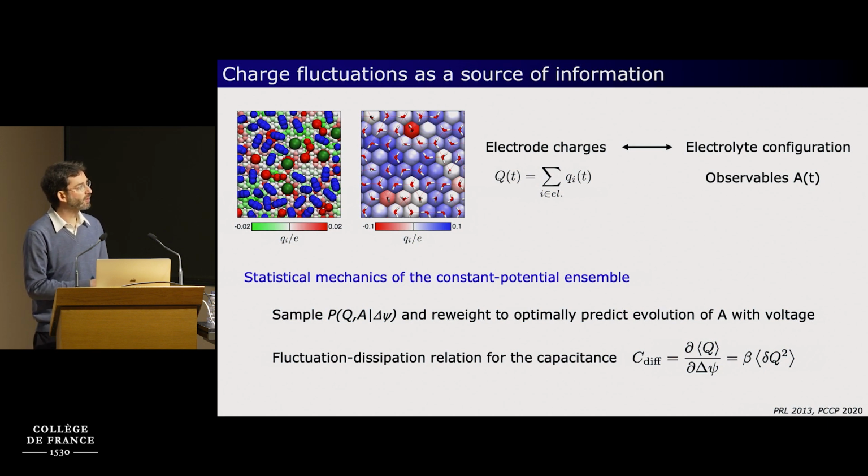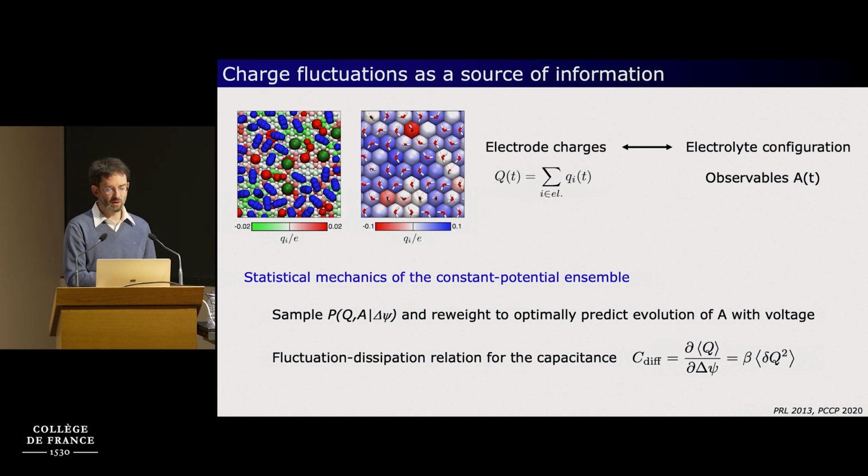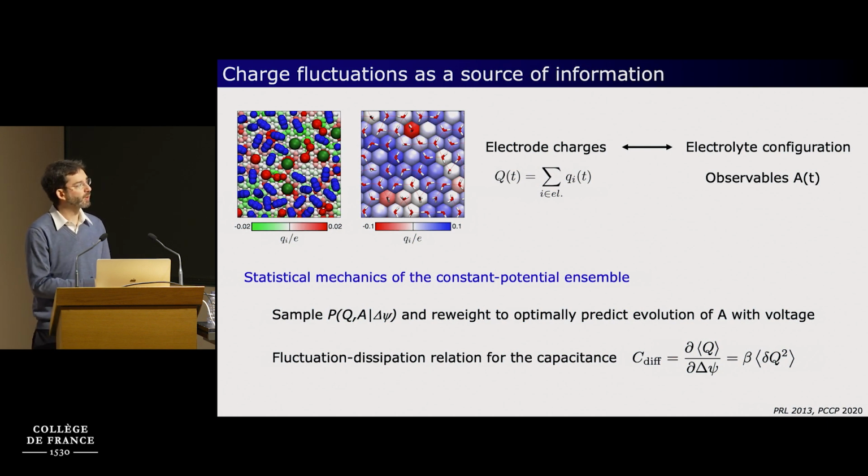And as I've mentioned earlier, you can work out the statistical mechanics of this constant potential ensemble to make a number of predictions. In particular, we showed that by sampling the joint distribution of the electrode charge with the observable of interest for various potentials, you can use standard reweighting techniques to optimally predict the evolution of the observable as a function of voltage. And we also derived fluctuation dissipation for the capacitance, so the differential capacitance, which is a derivative of the average charge of the electrode with respect to voltage. It is in fact equal to the variance of the charge distribution.